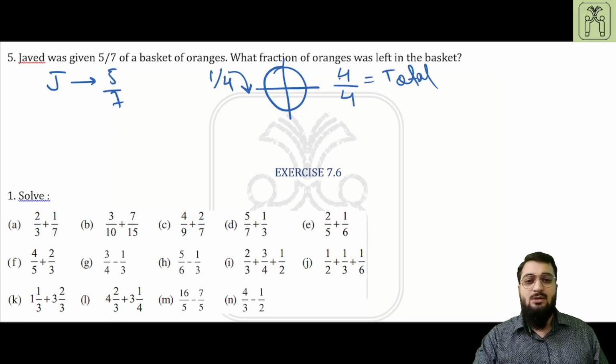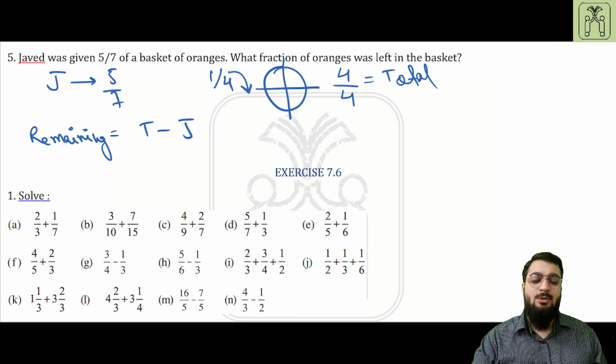So now the answer to how many oranges were left, that means the answer is for remaining oranges, and that will give us a simple operation to be done, that is total minus what has been consumed. It may be Javed, it may be 2 people, it may be 3 people, so we'll just add J2 minus J3 and so on. For example, Javed ate 5 upon 7, one other one ate 1 upon 7, another one also ate 1 upon 7. So it can be either way.